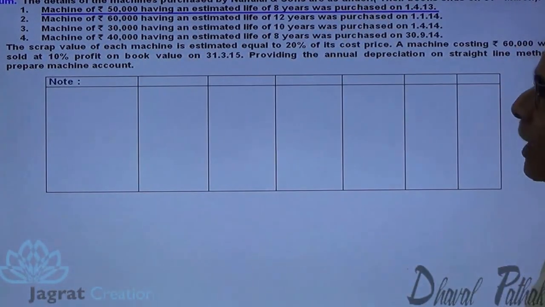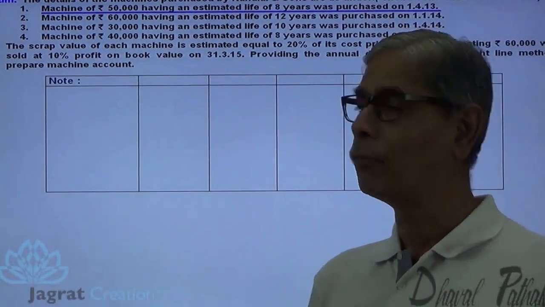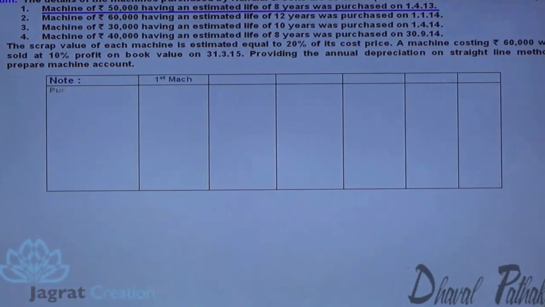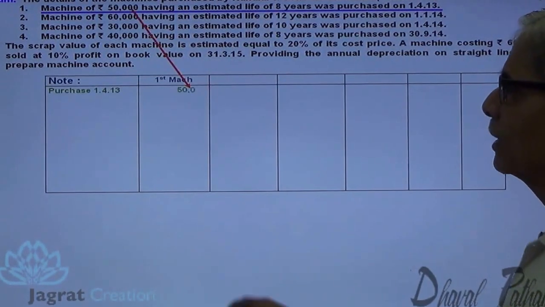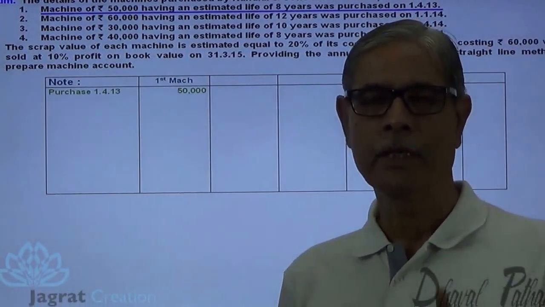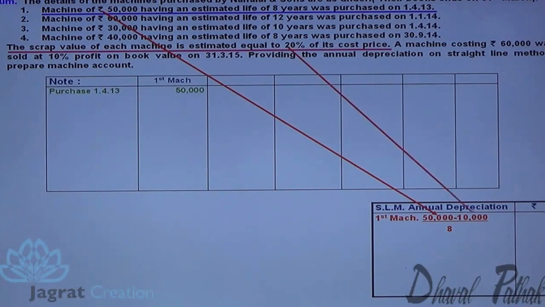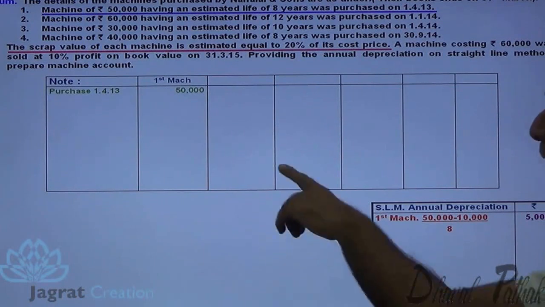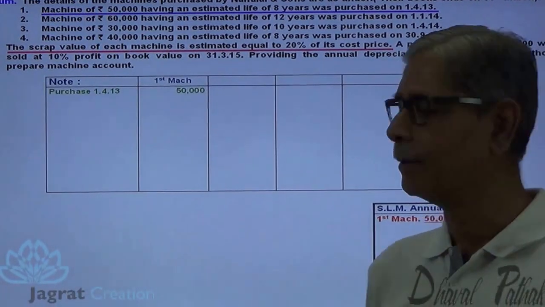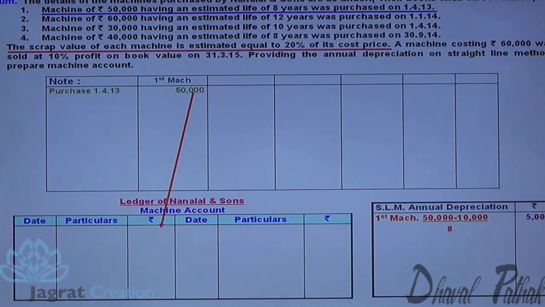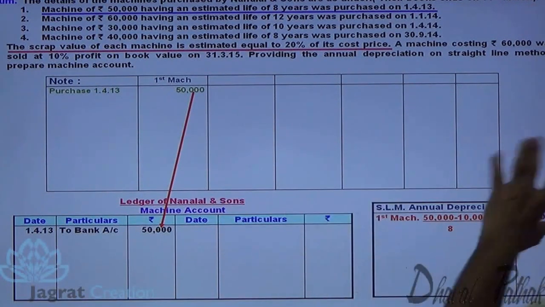First machine purchased for 50,000. On what date is it purchased? On 1/4/2013. So machine purchased on 1/4/2013 for ₹50,000. Now let me work out the annual depreciation. 50,000 minus 20% of 50,000, 10,000, divided by 8. So annual depreciation is 5,000. After calculating this, I'll debit this purchase of machinery in my machinery account. Machinery account debit, bank account credit. So purchase transaction is recorded.